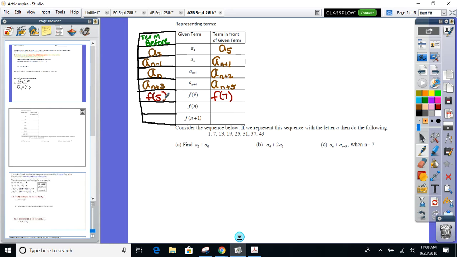All right, keep going. f of n, next term would be f of n plus 1. And what about the term before that then? f of n minus 1.